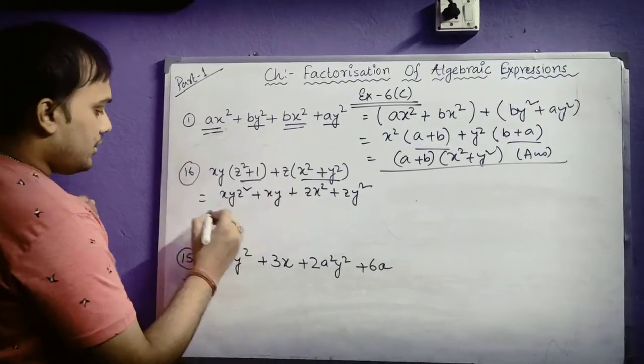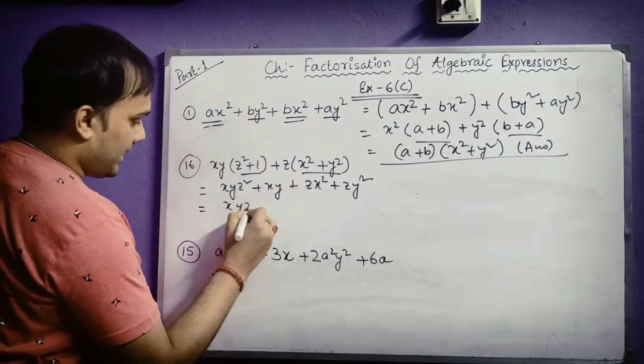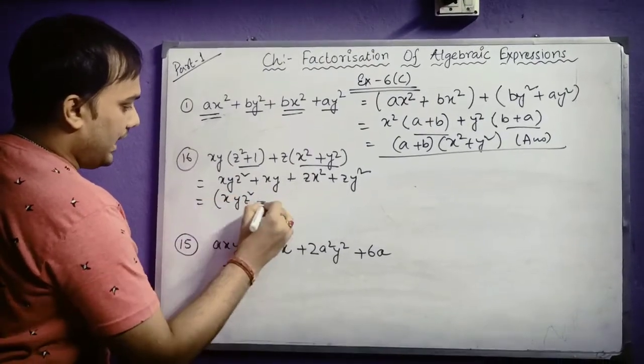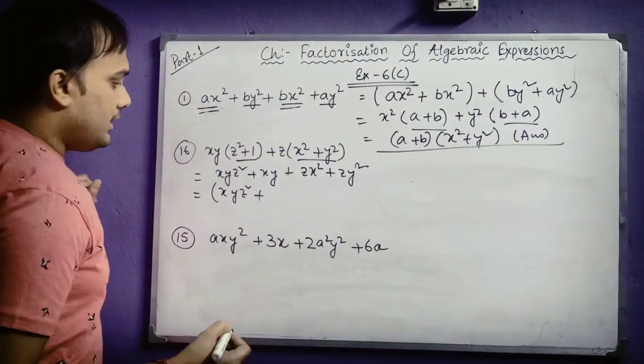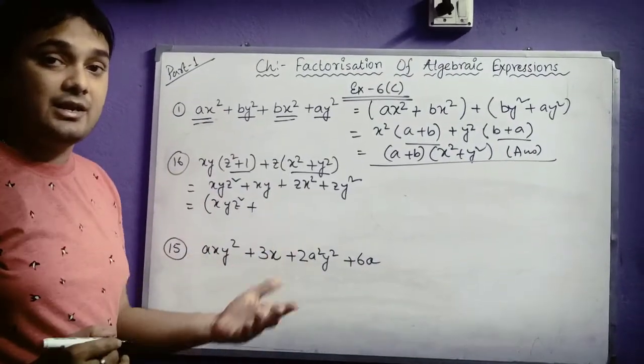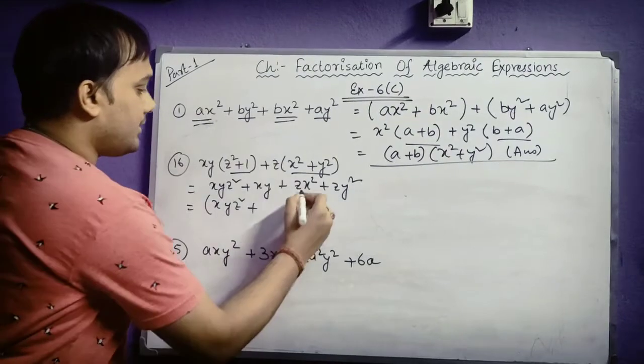Okay, so along with this term xyz square, which term will I take? You just have to understand by taking which term you will get the bracket part same. So I think if I take this one, it will be good.